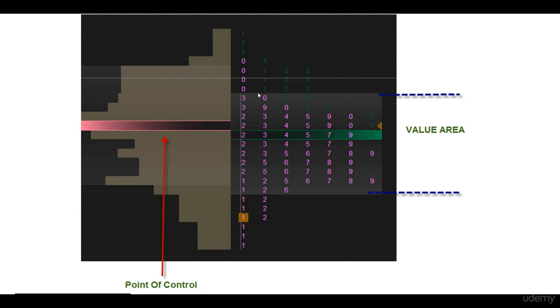And within the 70%, the price where the purple line is, which is called the point of control, is where the highest amount of trading within the value area happened. So that's at a simple level. Value area is where 70% of the trading happens, and then you should remember the term point of control, which is where, within the value area, the highest amount of volume traded.